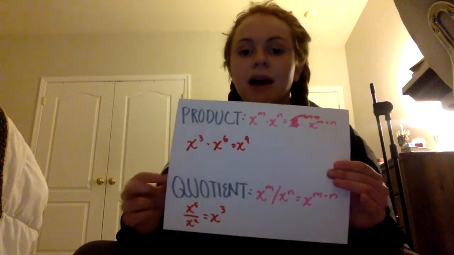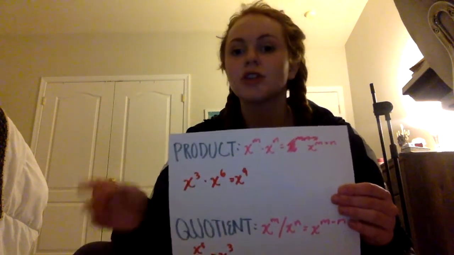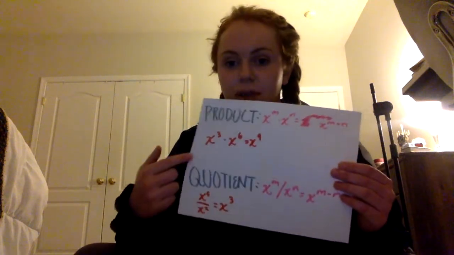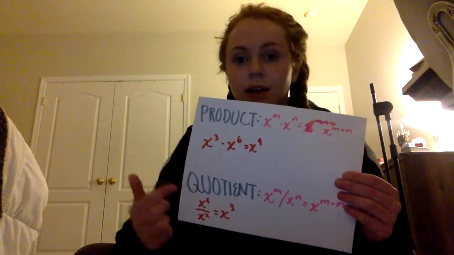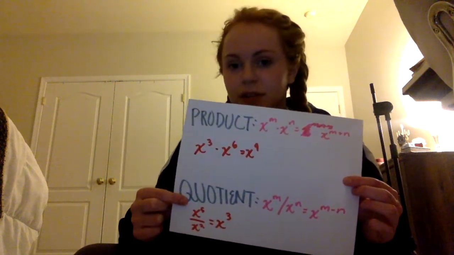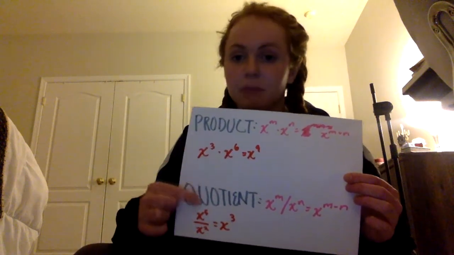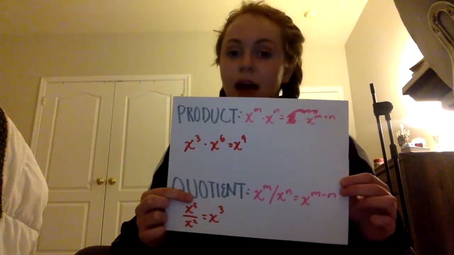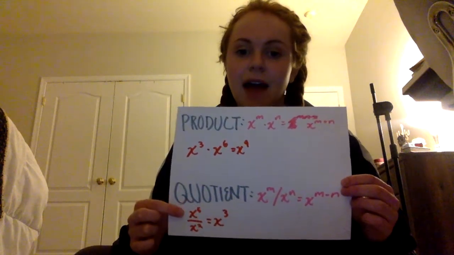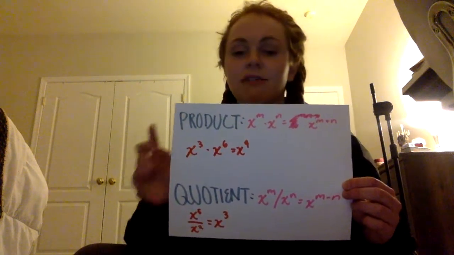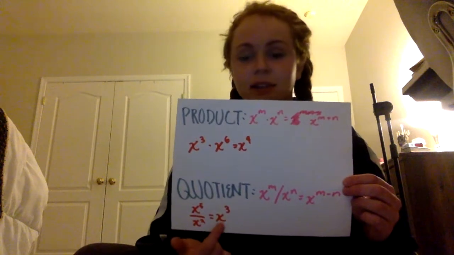So moving on, we have our quotient rule, which, much like multiplication and division being the opposite of each other, these rules are the opposite. So when you're dividing x to the m over x to the n, you're going to be subtracting those exponents. You're going to subtract the bottom from the top, and so you're going to end up with x to the m minus n. So here we have x to the 5th divided by x squared. You're going to take 5 minus 2, and you're going to get x cubed.